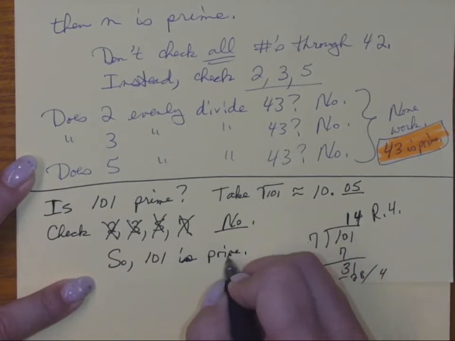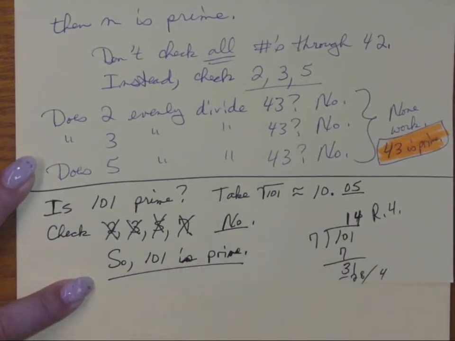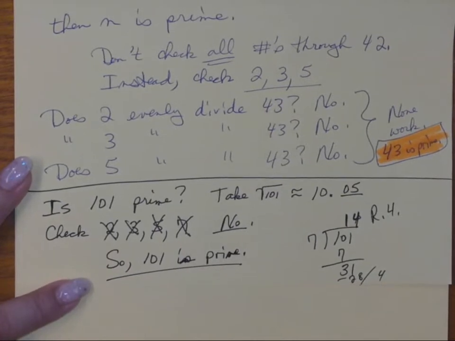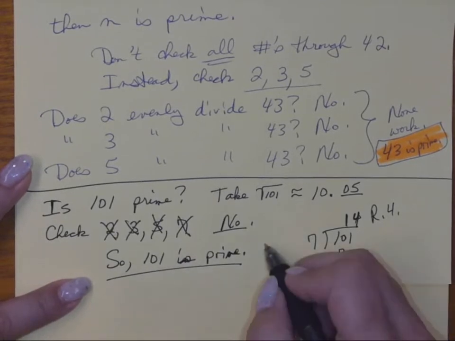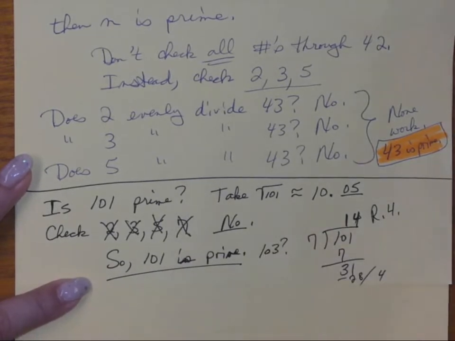So for funsies, if you wanted to, you could go check 103 because it's the next odd number after 101. So check and see if 103 is prime, just for funsies. All right, there we go.